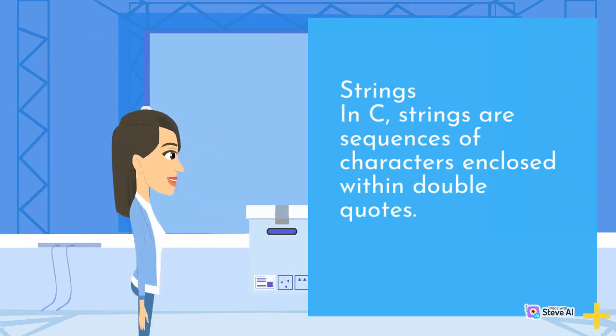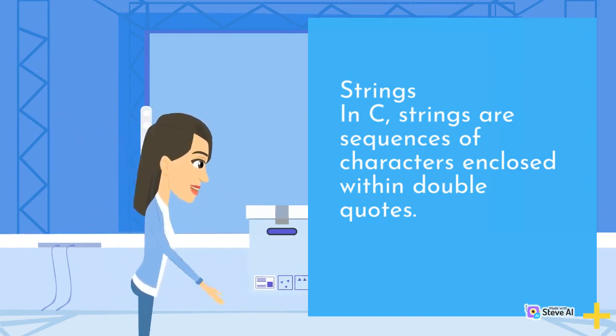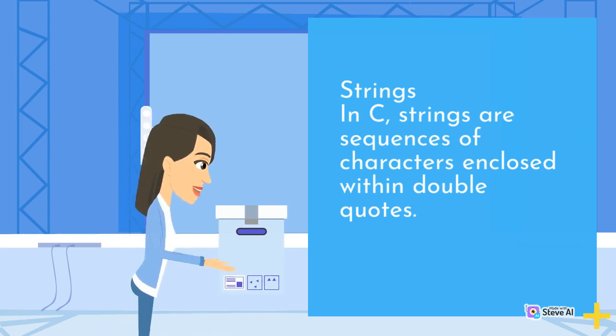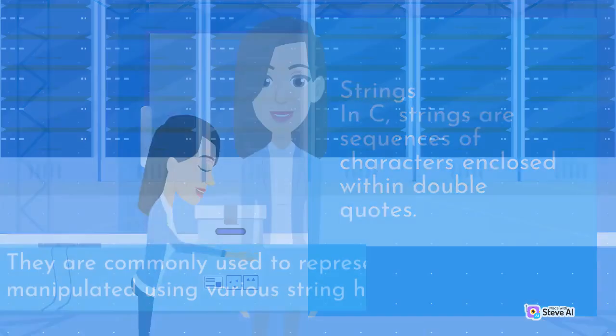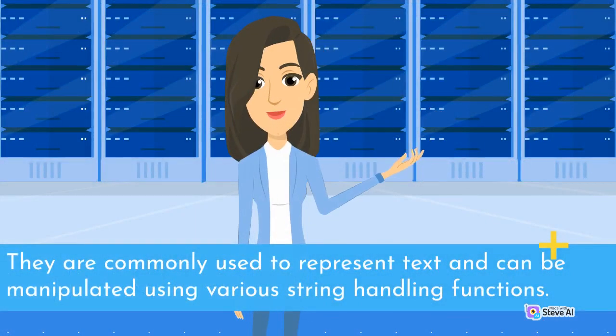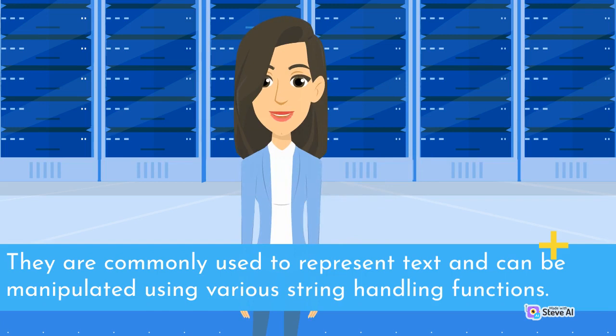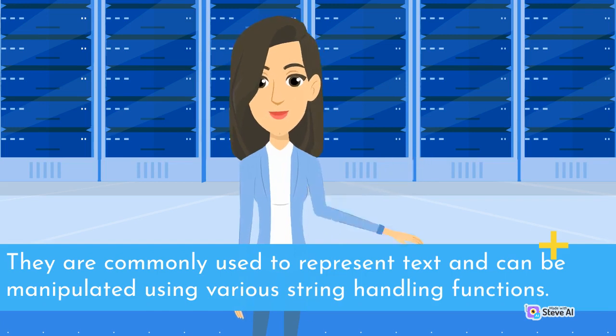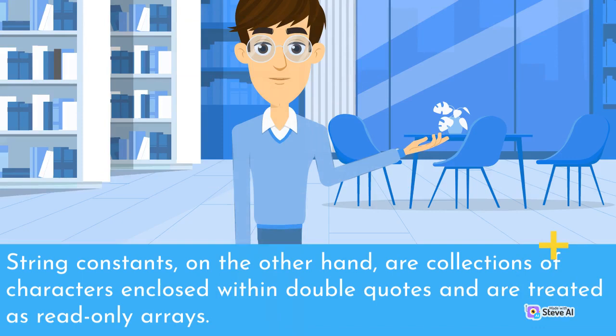Strings. In C, strings are sequences of characters enclosed within double quotes. They are commonly used to represent text and can be manipulated using various string handling functions. String constants, on the other hand, are collections of characters enclosed within double quotes and are treated as read-only arrays.